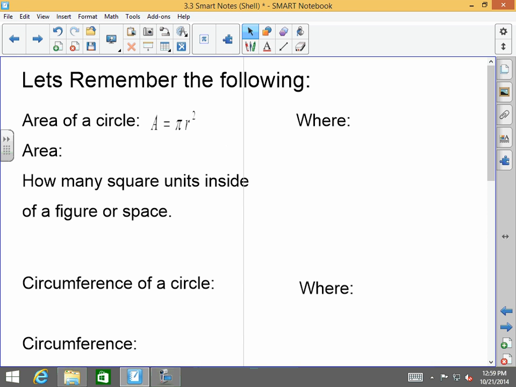Now that we've gotten that out of the way, the formula for the area of a circle is pi r squared, where pi is going to be estimated at 3.14 and radius is r. Okay? A lot of times people ask me, Mr. Morrow, why is it 3.14? Well, I actually have an answer for you.